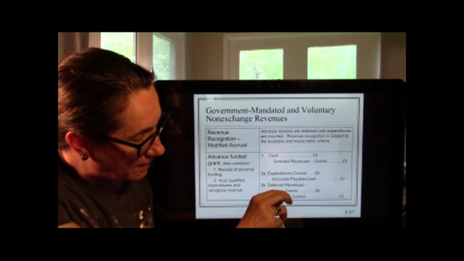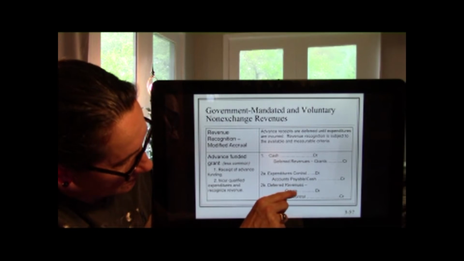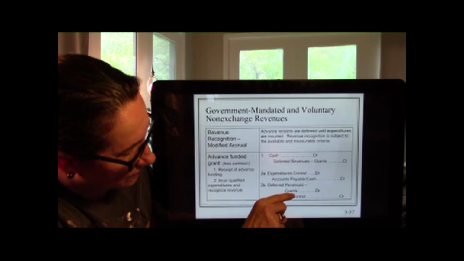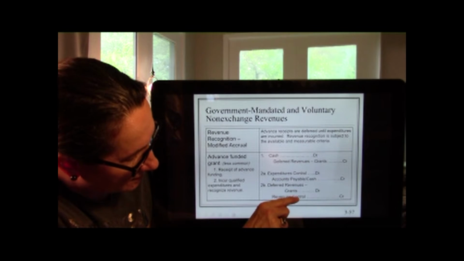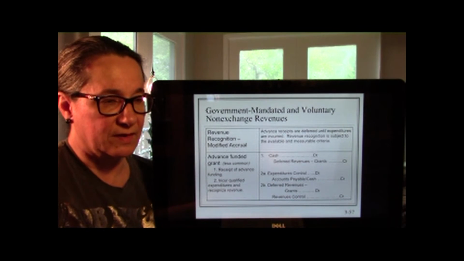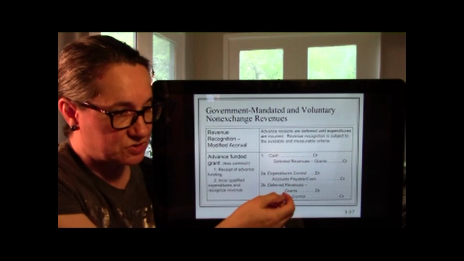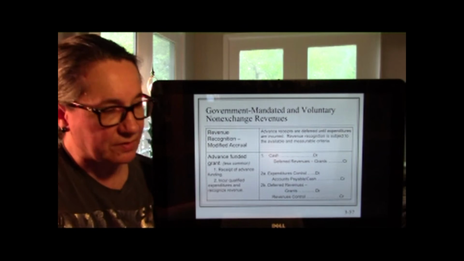And so now I take that revenue, and I get to put down my grant and then credit my revenue. All right, so that's what I do. I get the cash in, it's a deferred revenue. I make the expenditure, it becomes a revenue.